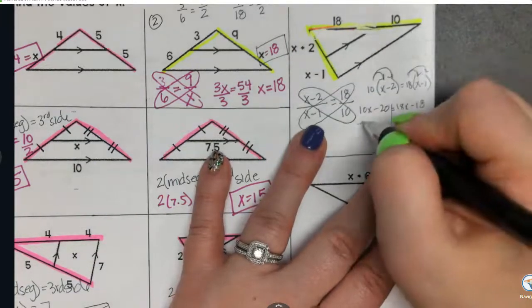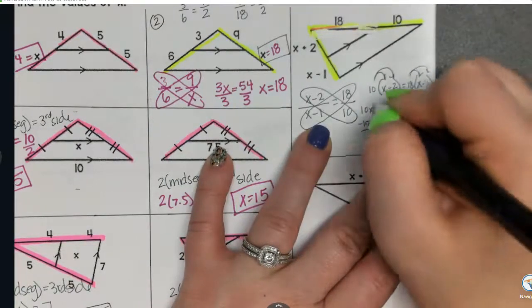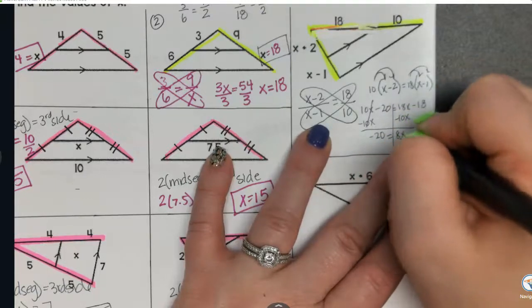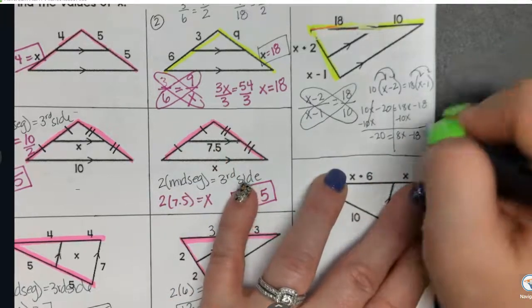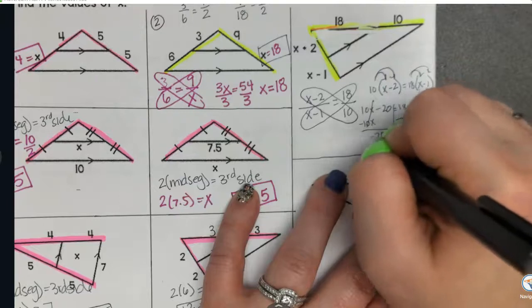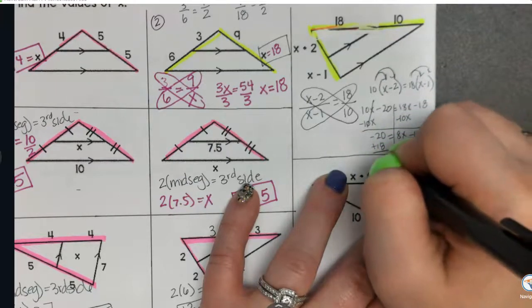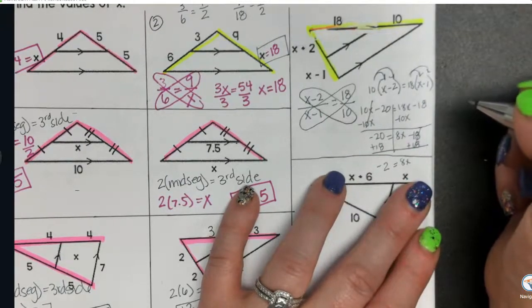So I'm going to subtract 10x from both sides. Okay. Then I'm going to add 18. Yikes. So I get 8x equals negative 2. Nope.